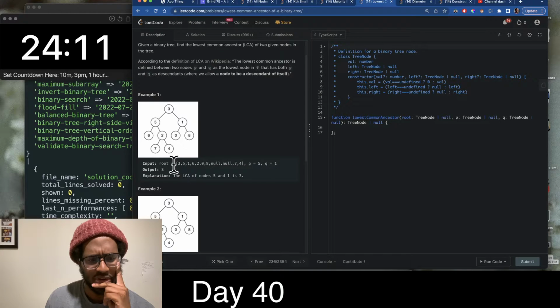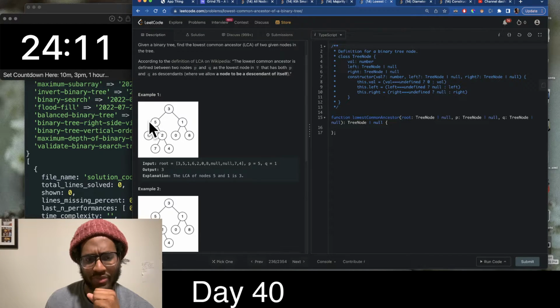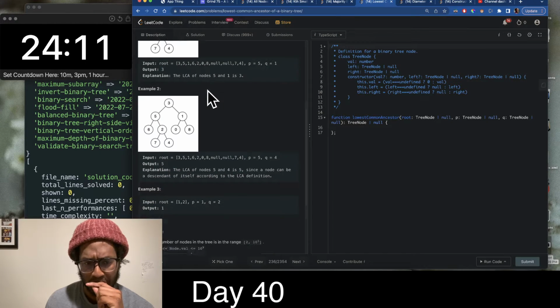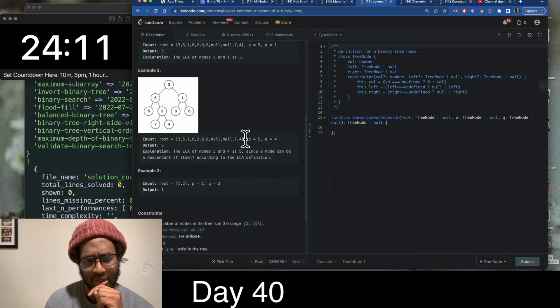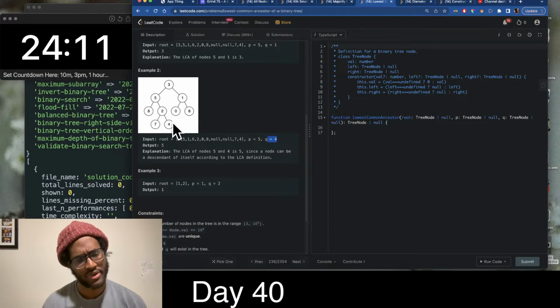So we have the root of the tree here. We have P and Q. We want to find the lowest node such that P and Q are descendants of it. That would be 3, since 5 and 1 exist here. I think a requirement for this problem is that each node value is unique. For this one, we have P equals 5 and Q equals 4. The lowest node that has both P and Q as descendants, or is P or Q itself, is 5, because 5 is node 5, and its descendant is also 4.